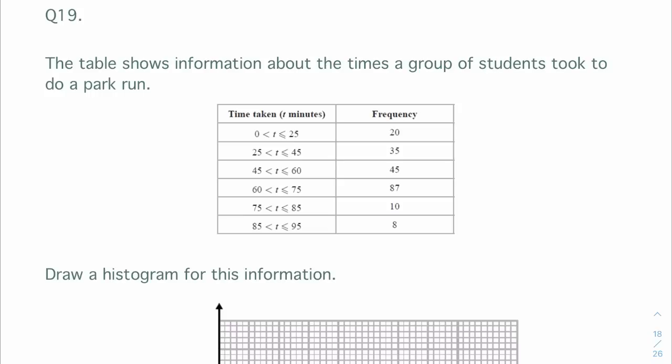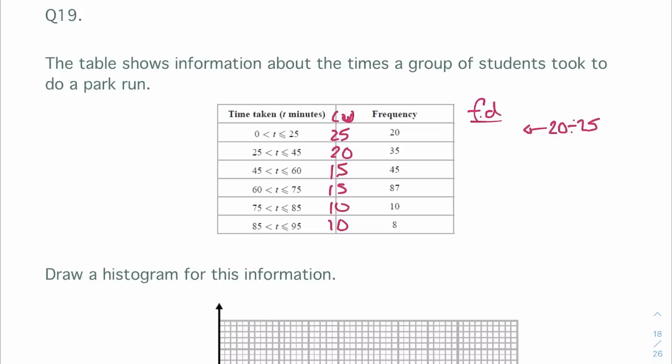So I'm going to write them down just here. I'm just going to label it CW. So for the class width, we have 25 for the first one, 20 for the next one. That's going to be 15 from 45 to 60, 15 to 75, 10 to get to 85, and 10 to get to 95. So I'm going to work out the frequency density by doing the frequency divided by the class width. So for this first one, I'm not going to write the calculation for all of them. I'm going to do 20, the frequency, divided by 25, the class width.